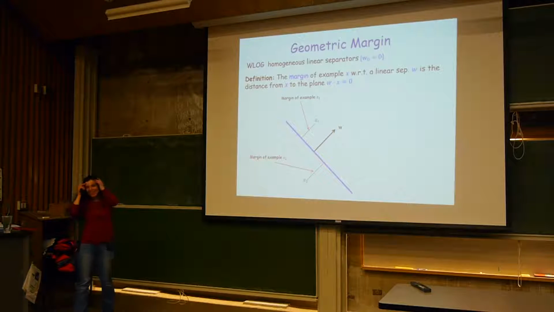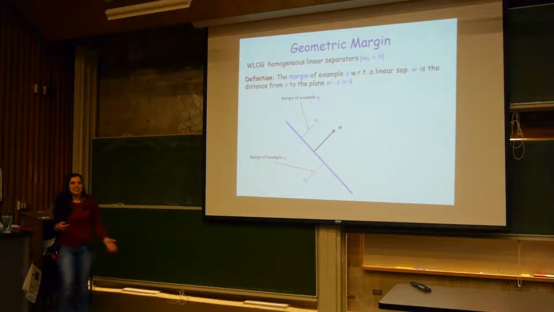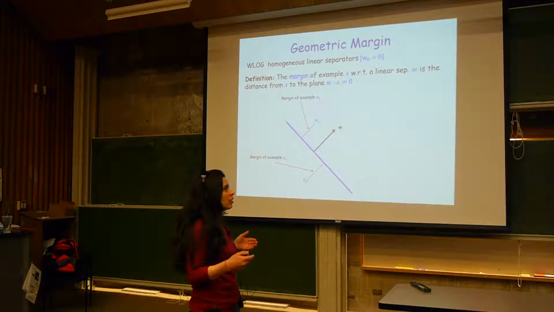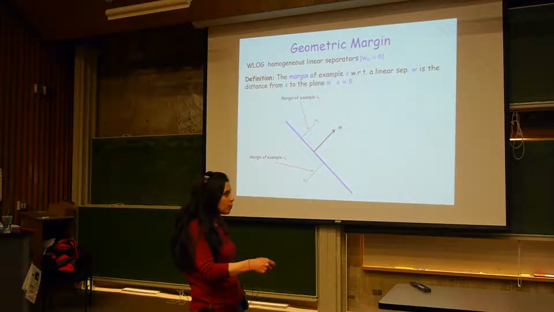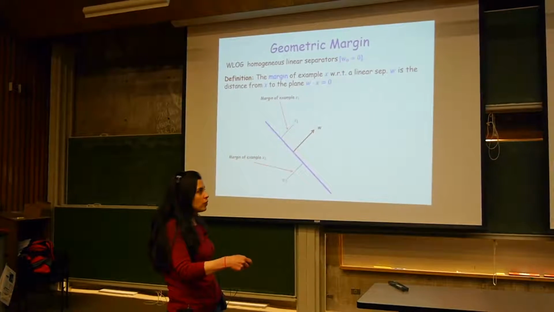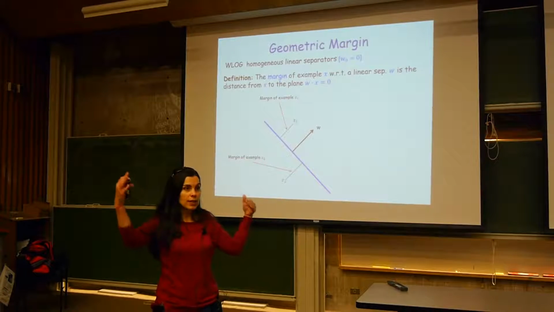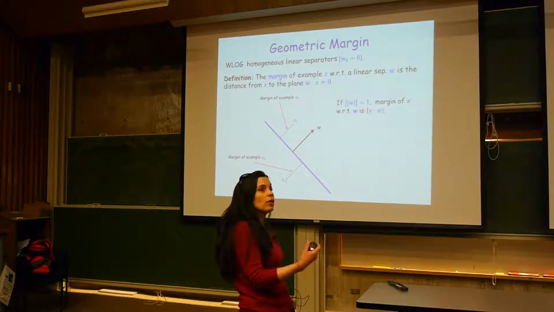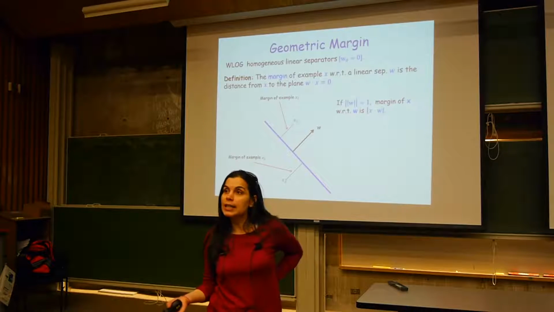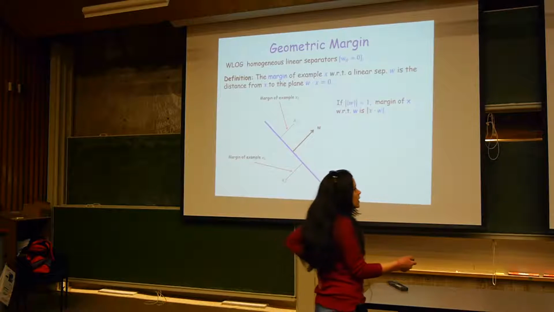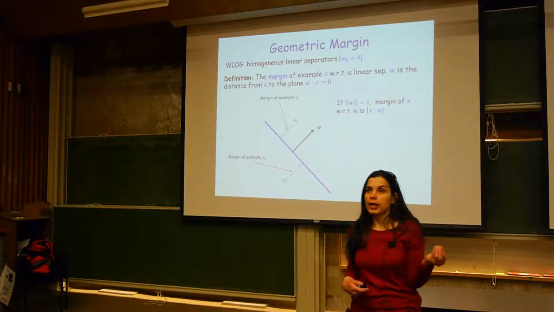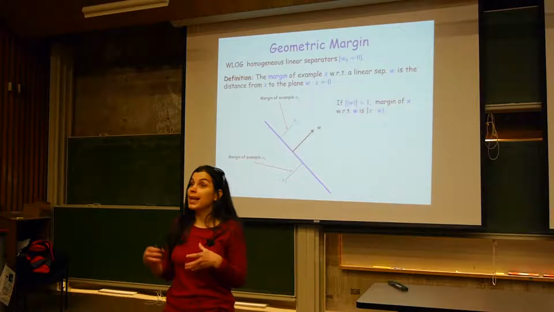Thanks, Tom. All right. So we are thinking about separators that go through the origin, and we are thinking about geometric margins. If we have a separator given by normal vector W, the margin of an example x with respect to the separator is simply the distance from that example x to the separator. And if we normalize the normal vector to have norm 1, which we can always do without loss of generality, then mathematically the margin is exactly the absolute value of the dot product between that example and the normal vector. Now this will become important when we put down the SVM algorithm.